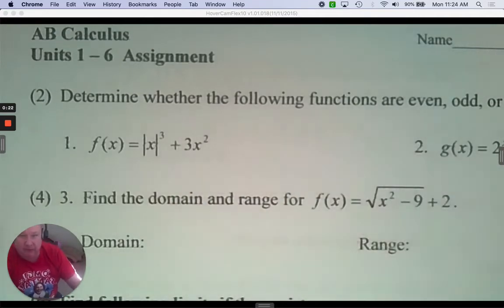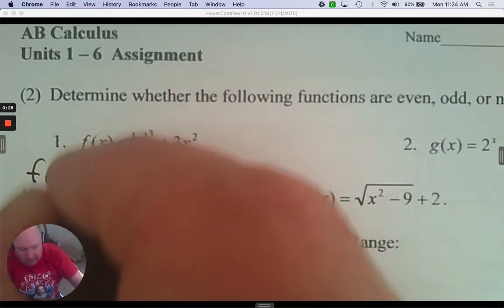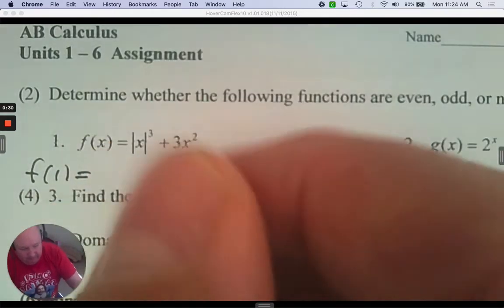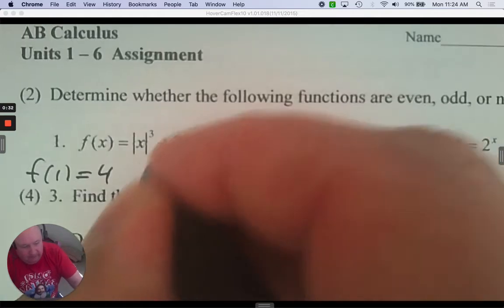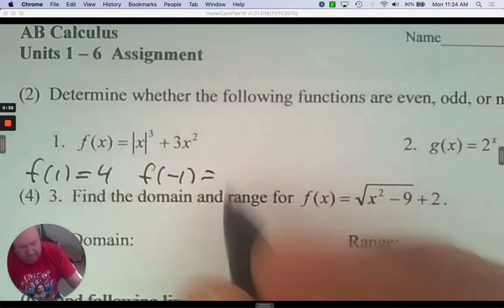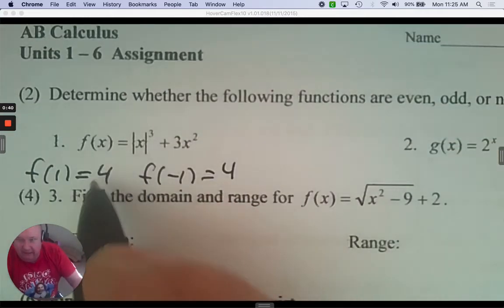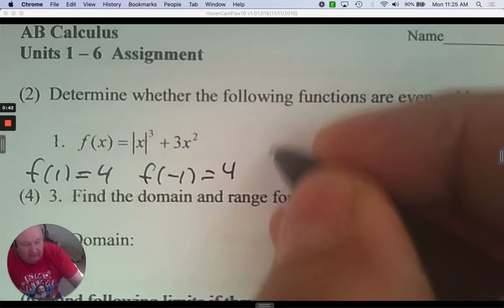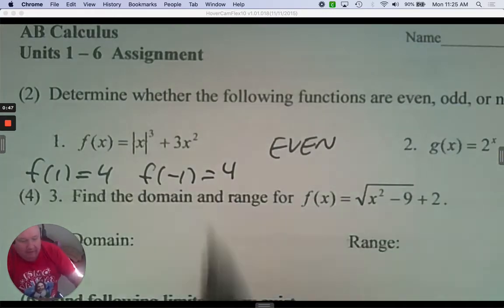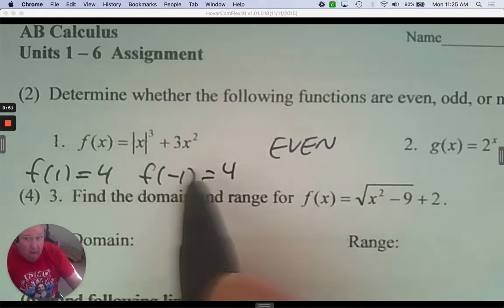Determine whether the following functions are even or odd. There's a quick informal way to do this. Plug in a positive number into the function. Plug in the opposite to that, which would be -1, and then evaluate it. If they evaluate to the same answer, then that's an informal way to know that this is an even function. If these answers were opposites, then it would be odd, and if they don't match at all, then it would be neither.